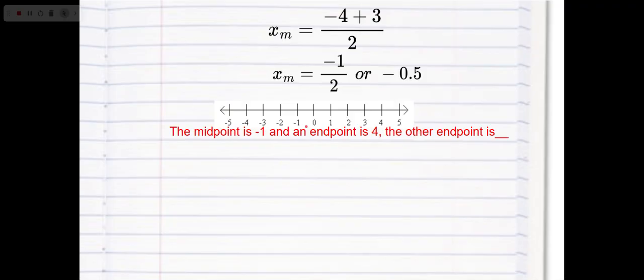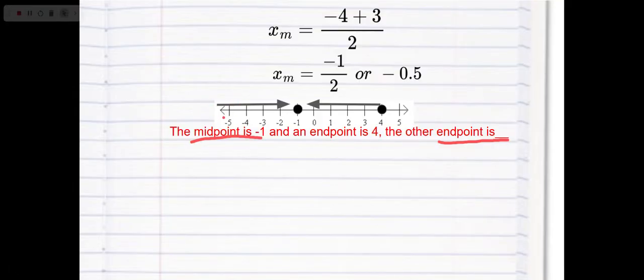Okay, hopefully you have thought about this problem and you unpaused your video. So some of y'all might have plotted these points. If you guessed somewhere in here, then you need to reread the question because it's looking for the other endpoint, which is telling you one of these is the midpoint. So the midpoint is -1, which means the other endpoint has to be somewhere over here. So guessing in this range is a really good guess.